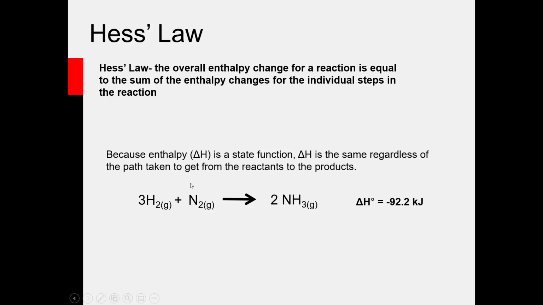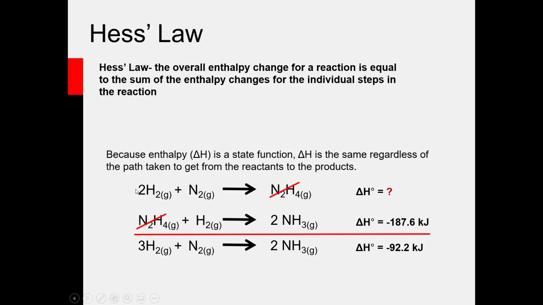Now, the way this reaction is actually run industrially is it's run in two separate steps. In the first step, 2 moles of hydrogen gas, 2 moles of H2 react with 1 mole of nitrogen gas to make a molecule that you may have heard of before called hydrazine, N2H4 in the gas phase. This is the first step. That hydrazine, N2H4, goes on to react with another mole of hydrogen gas to make 2 moles of ammonia in the gas phase.